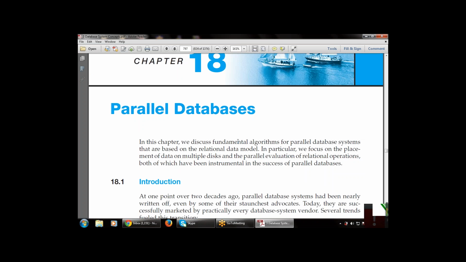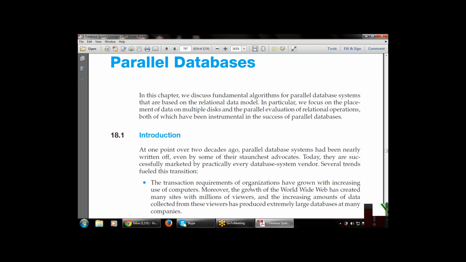So in this chapter we discuss fundamental algorithms for the parallel database system. That is, what are the various fundamental algorithms available for parallel database systems that are based on the relational data model, and we mainly focus on the multiple disks available in the distributed system and on the parallel evaluation of relational operations, both of which are instrumental in the success of parallel databases. So how the data will be available, how data will be accessed among each other, that is the main issue in parallel processing or parallel databases. So let's start with the introduction to parallel systems.